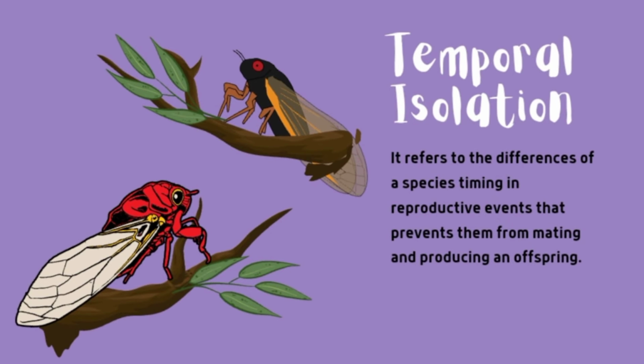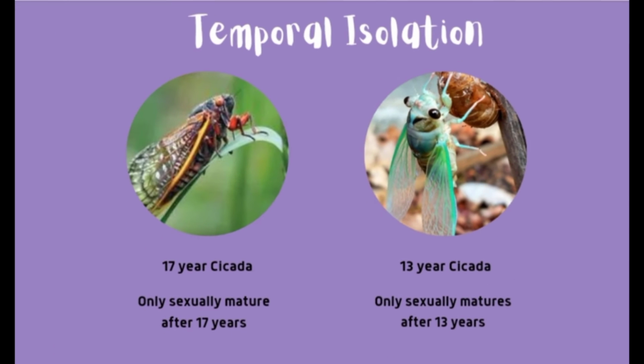The next barrier is temporal isolation. It refers to the differences of species in timing of reproductive events that prevent them from mating and producing an offspring. An example of this is between two closely related cicadas of the genus Magicicada in the United States. Although they are perfectly capable of mating, they can't because one species of genus Magicicada only matures after 13 years while the other sexually matures after 17 years.